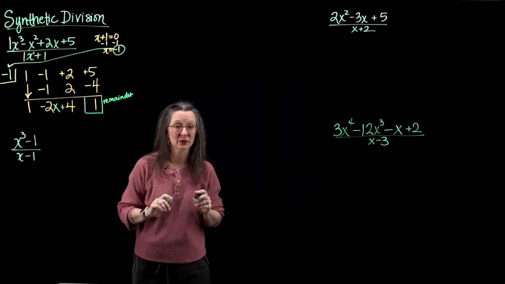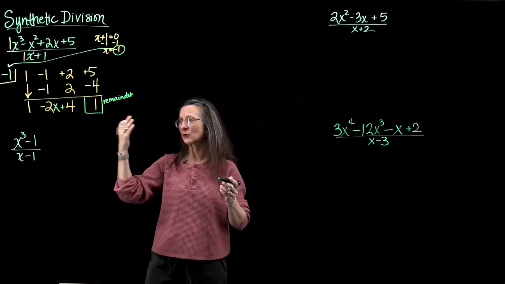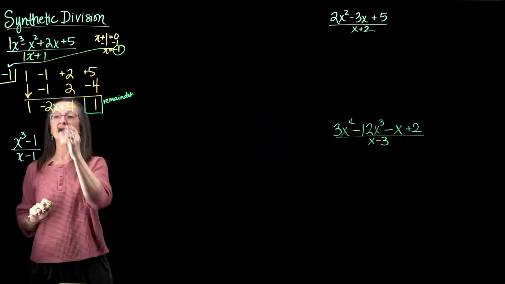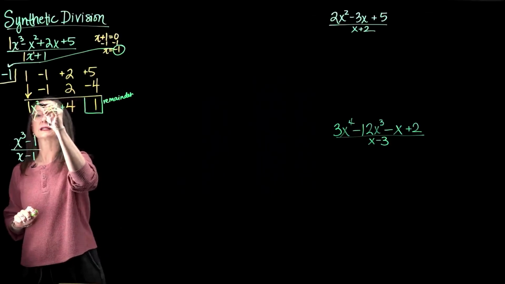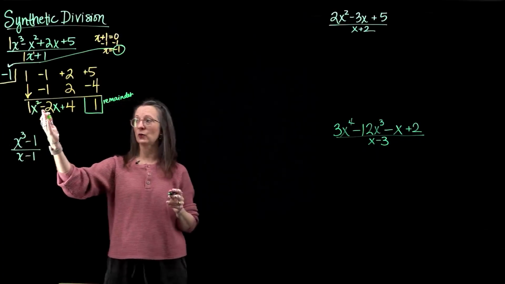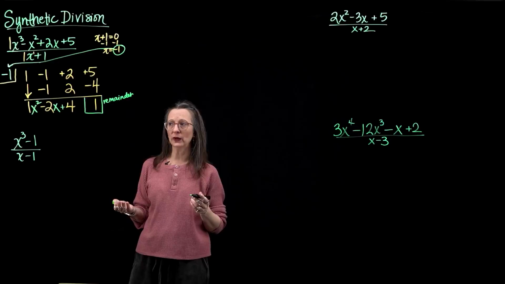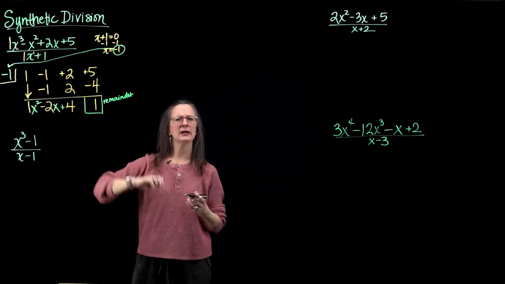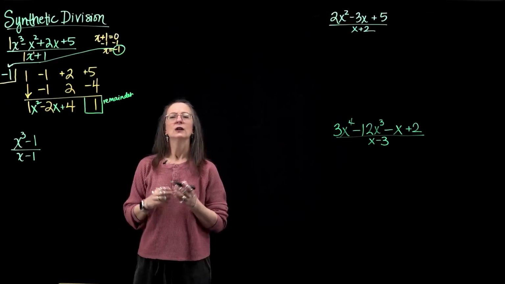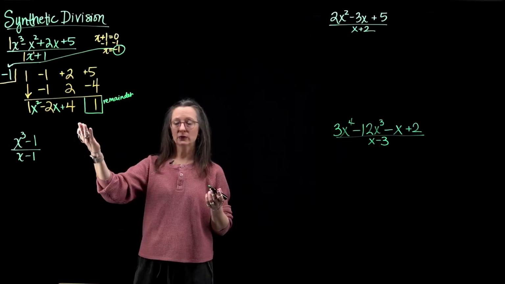I bet you can guess which one comes next. It's the x squared. So I'll move 1 over. I have a 1, and I'm going to write an x squared next to it. So underneath that line, I have 1x squared minus 2x plus 4, and then I have a box with the remainder.